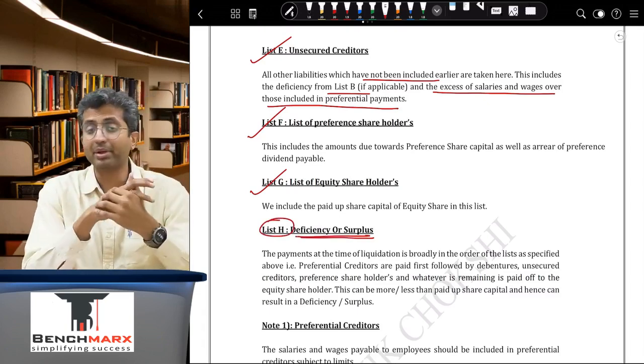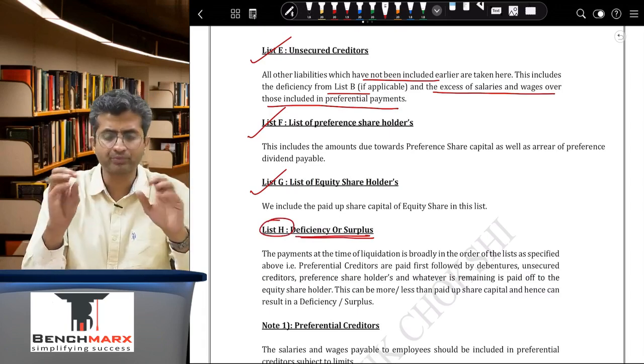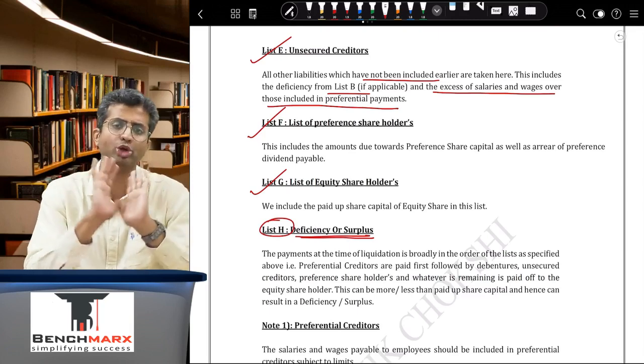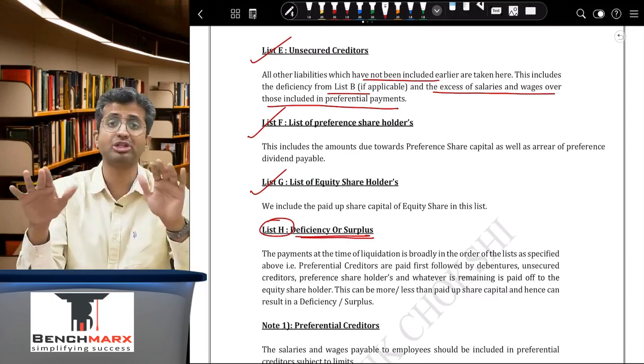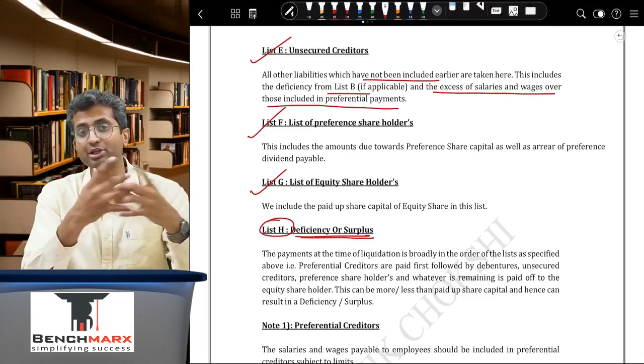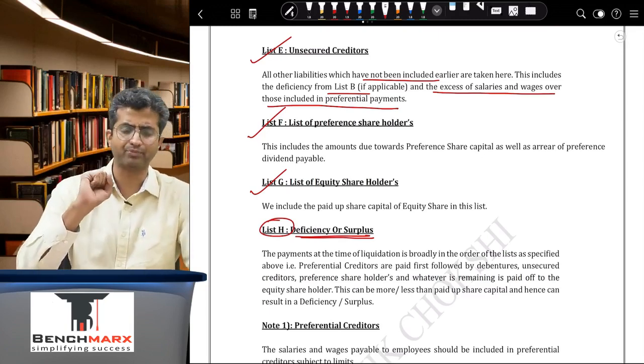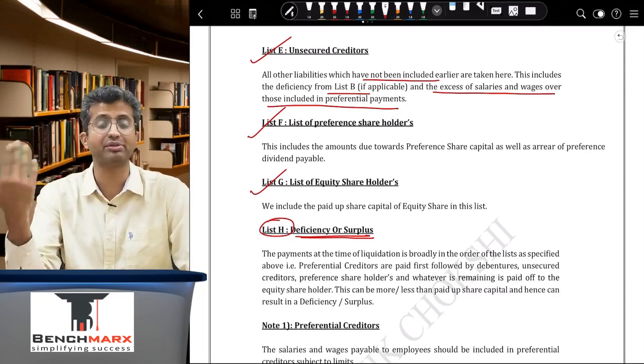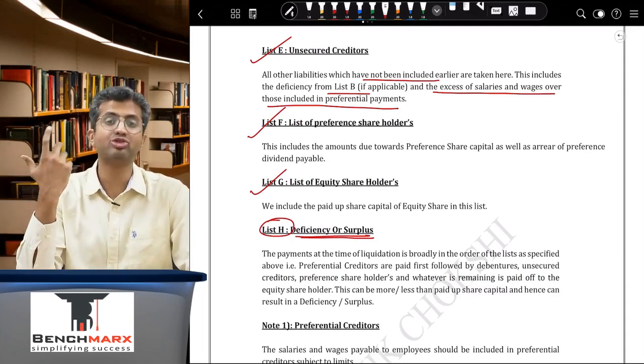Do we have to prepare the statement of deficiency in every question? No. If the question just says prepare the liquidator statement of affairs, it will end over here. You will just show the amount of deficiency and end. However, sometimes the question tells you to prepare the liquidator statement of affairs and also show the statement of deficiency, or the deficiency account is to be prepared. Now, what is to be shown in deficiency?